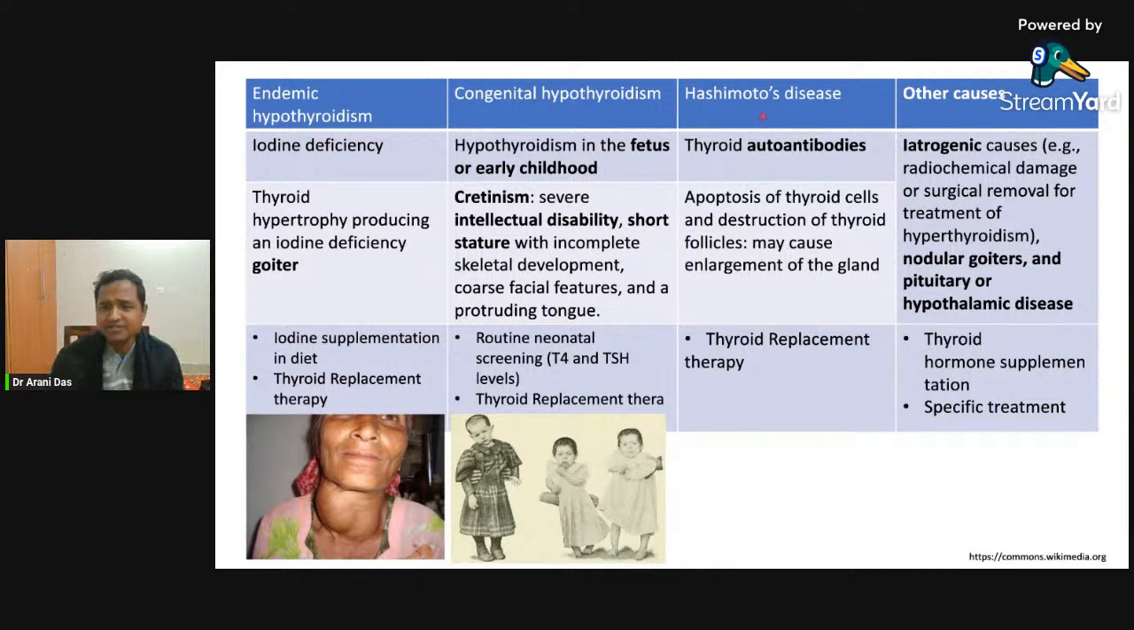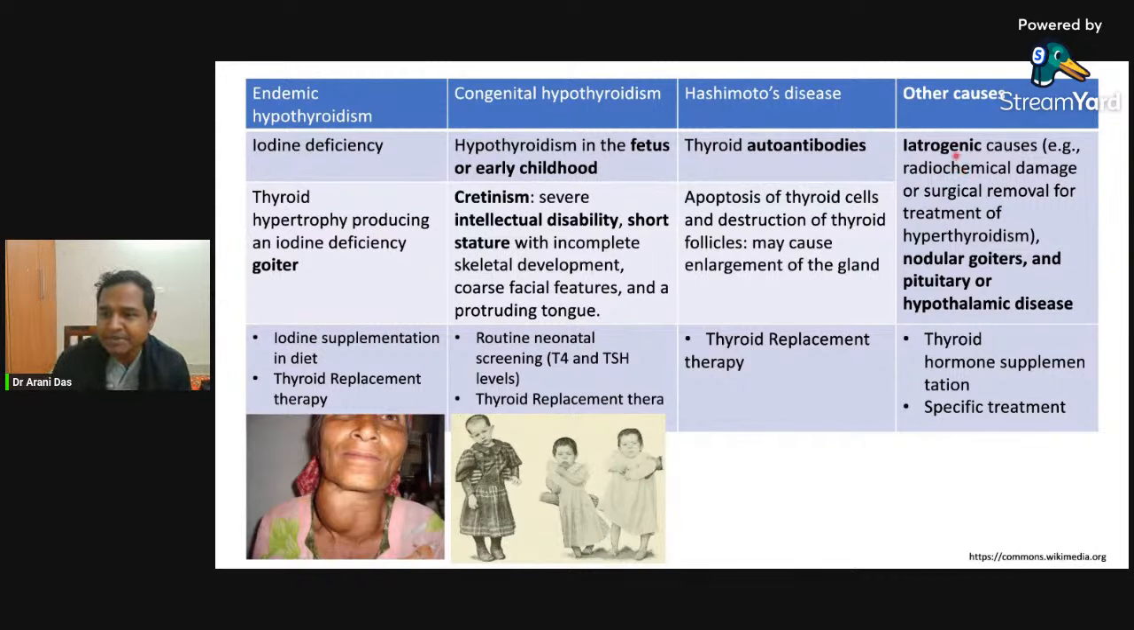There are other causes, for example iatrogenic causes of other conditions, such as radiochemical damage or surgical removal in the treatment of hyperthyroidism, maybe nodular goiter, maybe pituitary and hypothalamic disease. All these causes lead to less thyroid hormone synthesis and release. So thyroid hormone replacement is important, and specific treatment of the disease is important in case of other goiters.